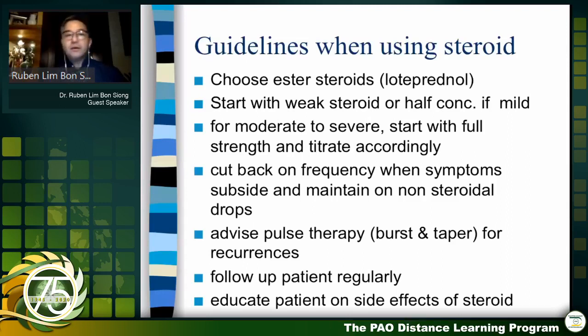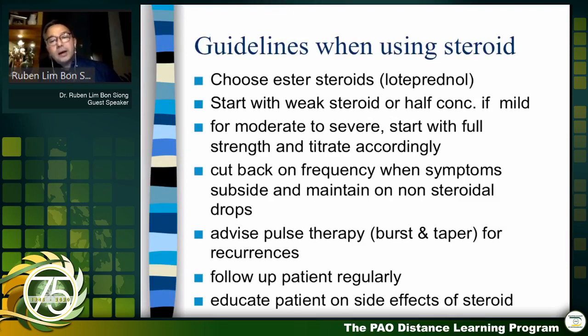If you choose an ester steroid, like loteprednol, it lessens the chances of cataract formation and increased IOP. Or you can start with weak steroids or half concentration if the patient's condition is mild. Now, if this is a very severe case, moderate to severe, then you have to give a higher concentration of steroids, and you titrate accordingly. Then you cut back on the frequency when symptoms subside, and try to maintain steroid-sparing drops, which will include your antihistamines and your mast cell stabilizers.